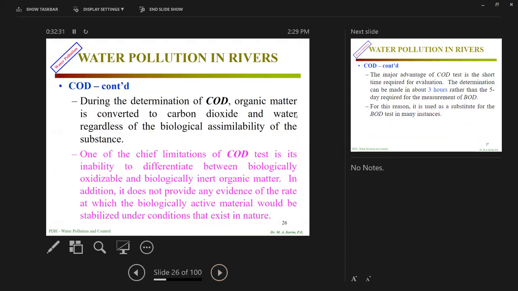During the determination of COD, organic matter is converted to carbon dioxide and water. We don't get the biological assimilation of the substances. One of the chief limitations of the COD test is its inability to differentiate between biologically oxidizable and biologically inert organic matter. In addition, it does not provide any evidence of the rate at which the biologically active material would be stabilized under conditions that exist in nature. So that's why the COD value is very good, but the BOD is also very important to know how quickly, or what the rate of disappearance of those things is, in the decomposition process. So that's why we do both BOD and COD.